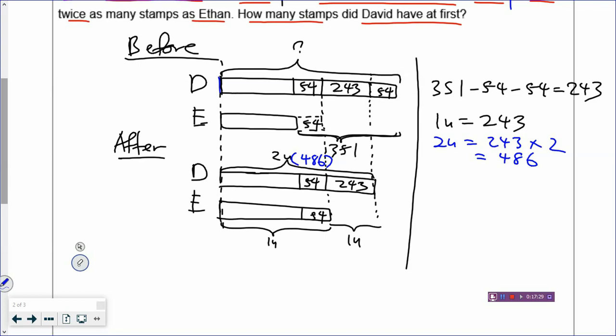Because David gave away 54, so now you must return him back 54 stickers. So you take 486 and you return back the 54 stickers that he has given to Eden. And how many stickers does David have at first? So 486 plus 54. So David has 540 stickers at first. And you solve the problem.